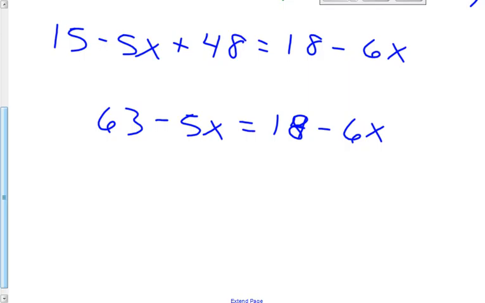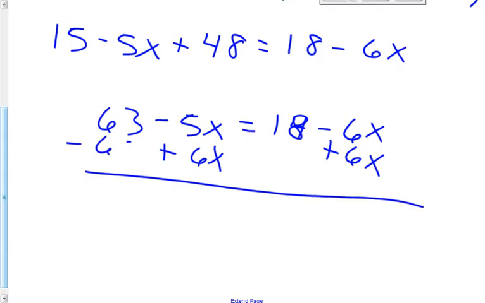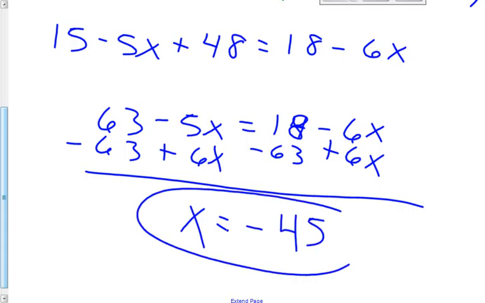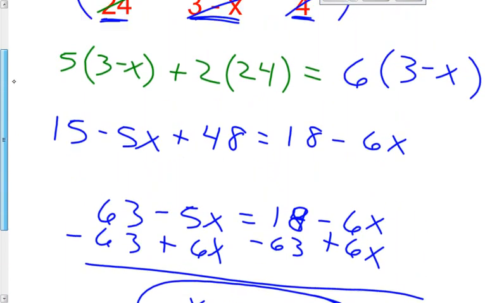And then we are going to add 6x, and we're going to subtract 63. So we get a positive x equals 18 minus 63 is a negative 45. Once you've isolated x, you're all done. This is our answer. Go up top to make sure you're not dividing by 0.